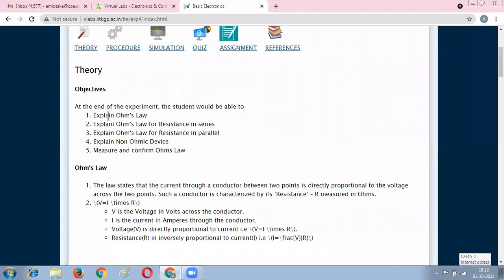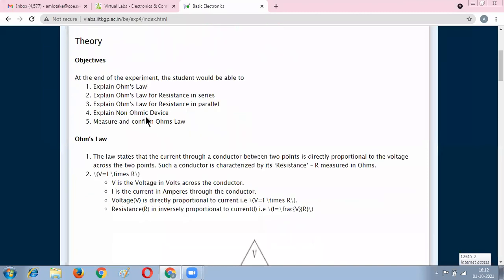So what are the objectives we will see? Explain Ohm's law, that is the definition. What is actually Ohm's law? Explain Ohm's law for resistance in series. Explain Ohm's law for resistance in parallel. So for the main Ohm's law, we will see what the statement is and how we are going to verify that statement.